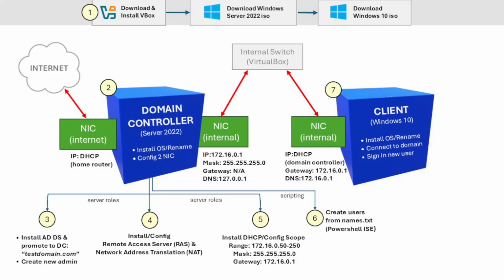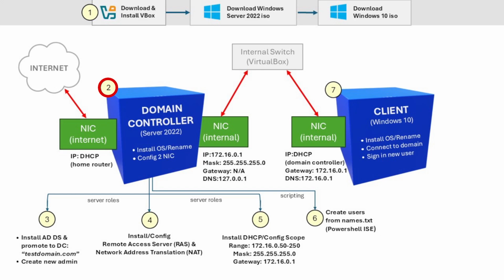So just to help you better understand the general structure we're hoping to achieve with our network, as well as the logical steps involved from start to finish, I've created this diagram. So up here at the top is step 1, download and install VirtualBox, download the Windows Server 2022 ISO, download Windows 10 ISO. From here we jump to step 2, creating our first virtual machine as our domain controller.